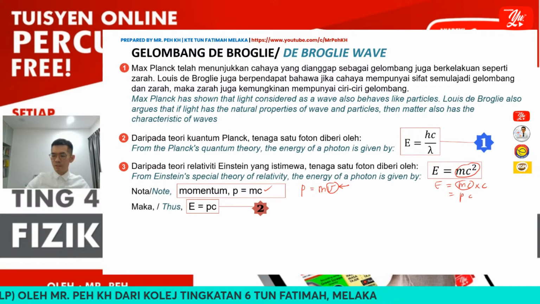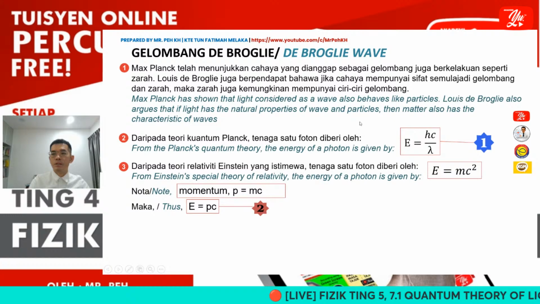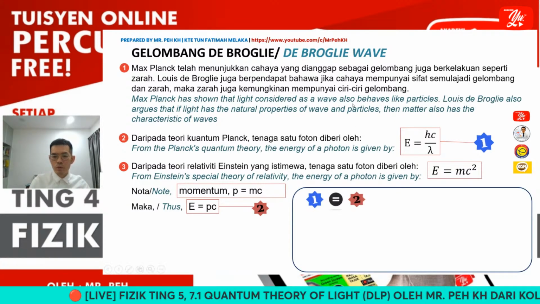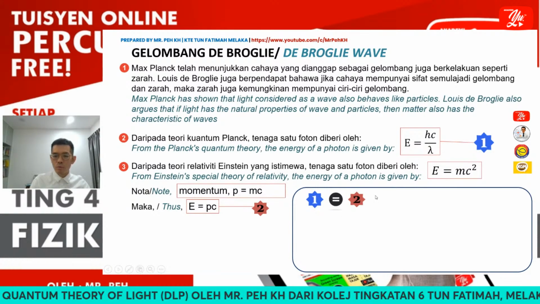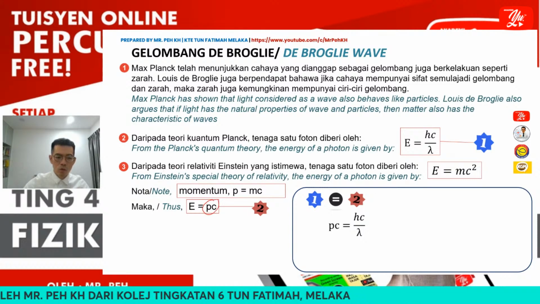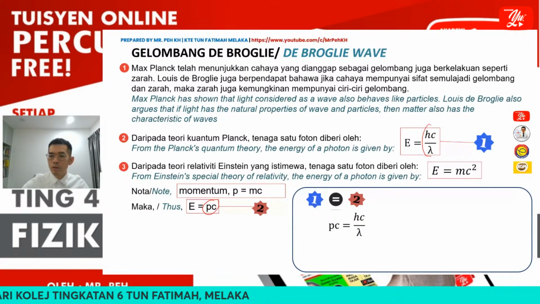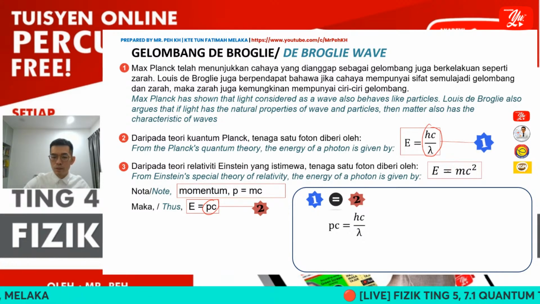Okay, so now we relate equation 1 and 2 so that we can get the equation of de Broglie, which can explain the wave particle duality theory. So look at the formation of this formula when 1 equals 2. So the pc from equation 2 will be equivalent to hc over lambda, which you get from equation 1. So you cancel out the c.